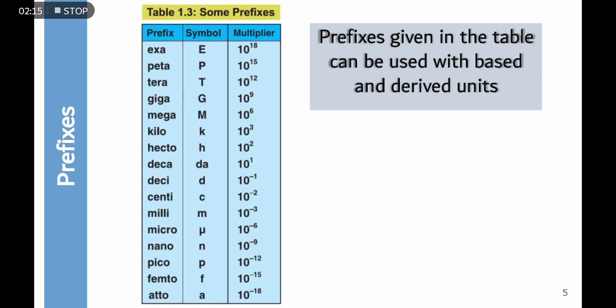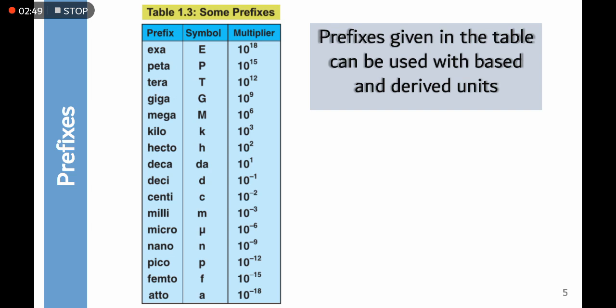Now consider table 1.3 showing some prefixes. This table has 3 columns: prefix, symbol, and multiplier. Prefix exa, symbol capital E, multiplier 10 raised to the power 18. Prefix peta, symbol capital P, multiplier 10 raised to the power 15. Prefix tera, symbol capital T, multiplier 10 raised to the power 12. Prefix giga, symbol capital G, multiplier 10 raised to the power 9.